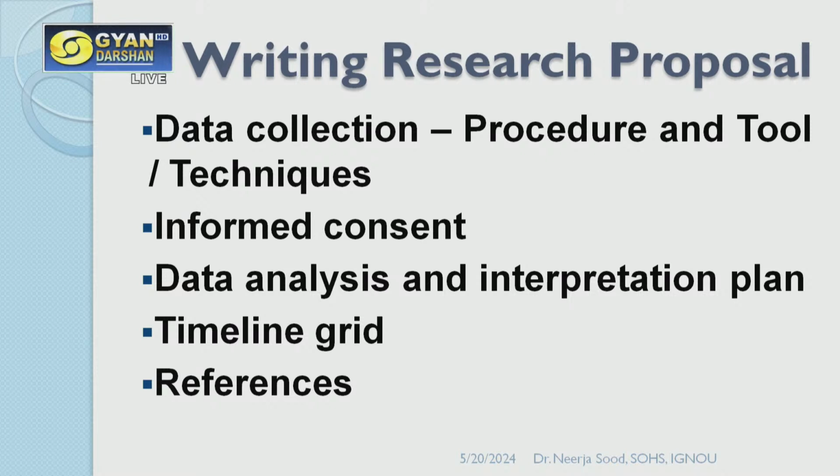Then your data analysis and interpretation plan, and the informed consent you will take; a sample has to be there in English and the local language or in Hindi. A time grid is very important to make for each step: when you will complete making the proposal, ethical clearance, when you will start making your tools, and that timeline, whether within 1 month or 2 months, how much time you will take. Then all the references, because you have to avoid plagiarism when you give the references. Very important to keep this in mind.